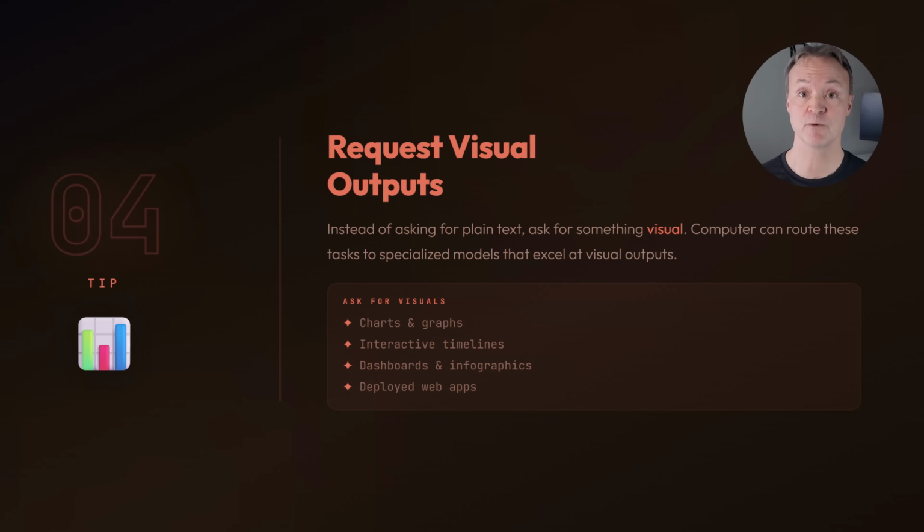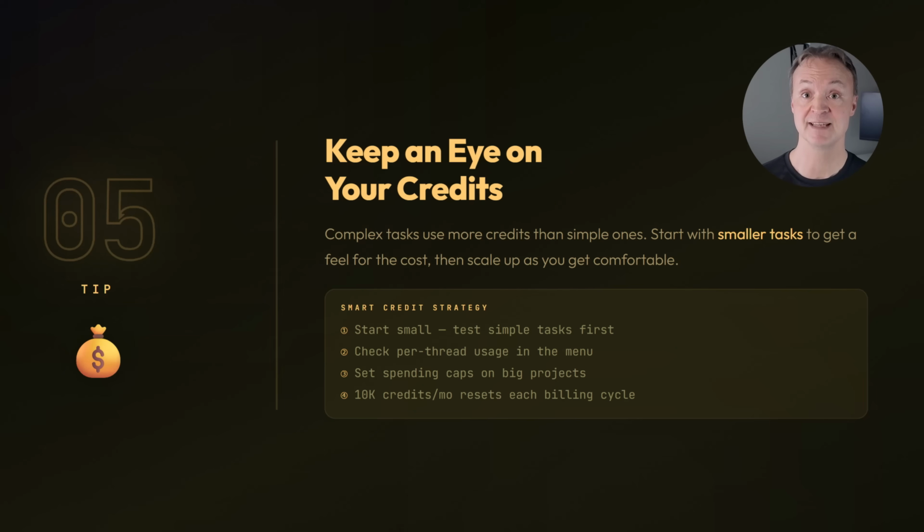Tip 4, request visual outputs. Instead of plain text, ask for charts, timelines, interactive dashboards, or infographics. Computer can route these tasks to specialized models that are great at visual outputs. Tip 5, keep an eye on your credits. Complex tasks use more credits than simple ones. Start with smaller tasks to get a feel for the credit loss, then scale up as you get comfortable.